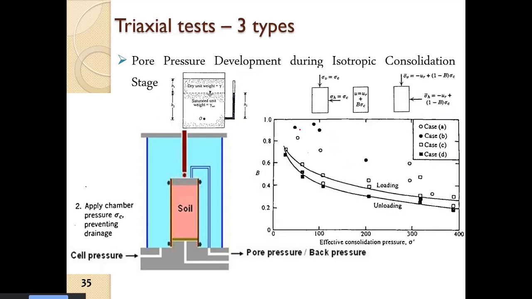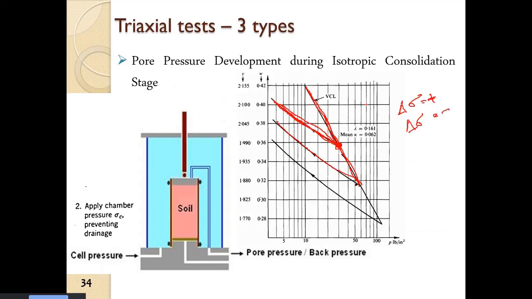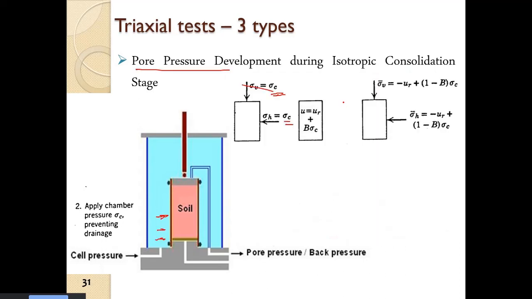So that is why we see that when the sample was loaded, we go on increasing from 0 to 1. So delta sigma c is equal to 1. But we see that delta u, instead of being 1, is suppose 0.2. Then we increase from 1 to 2.